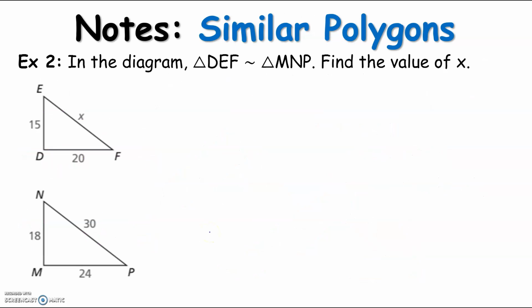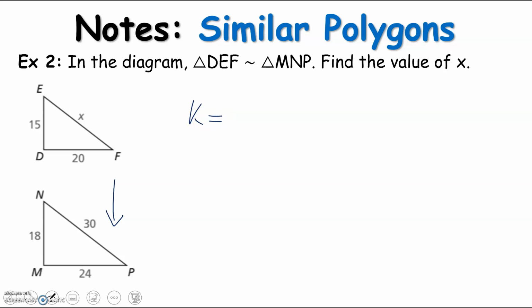All right, example 2. In the diagram here, triangle DEF is similar to triangle MNP. Find the value of X. So we're going to be going from DEF to MNP. So first thing we want to do is identify our scale factor.